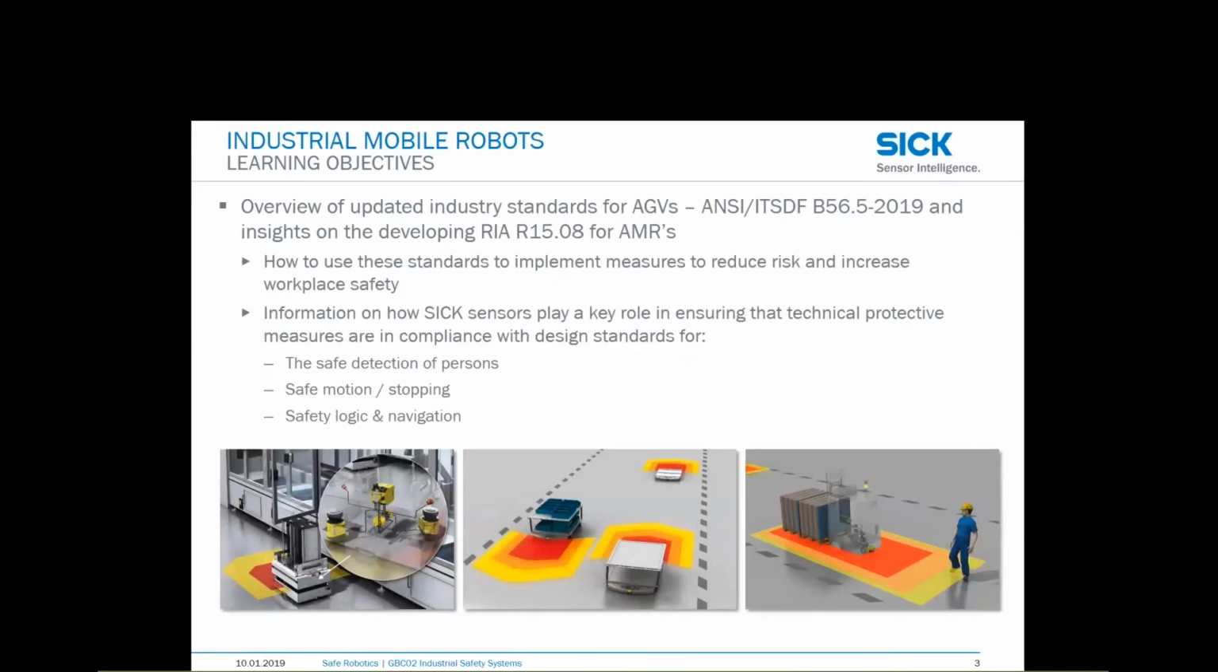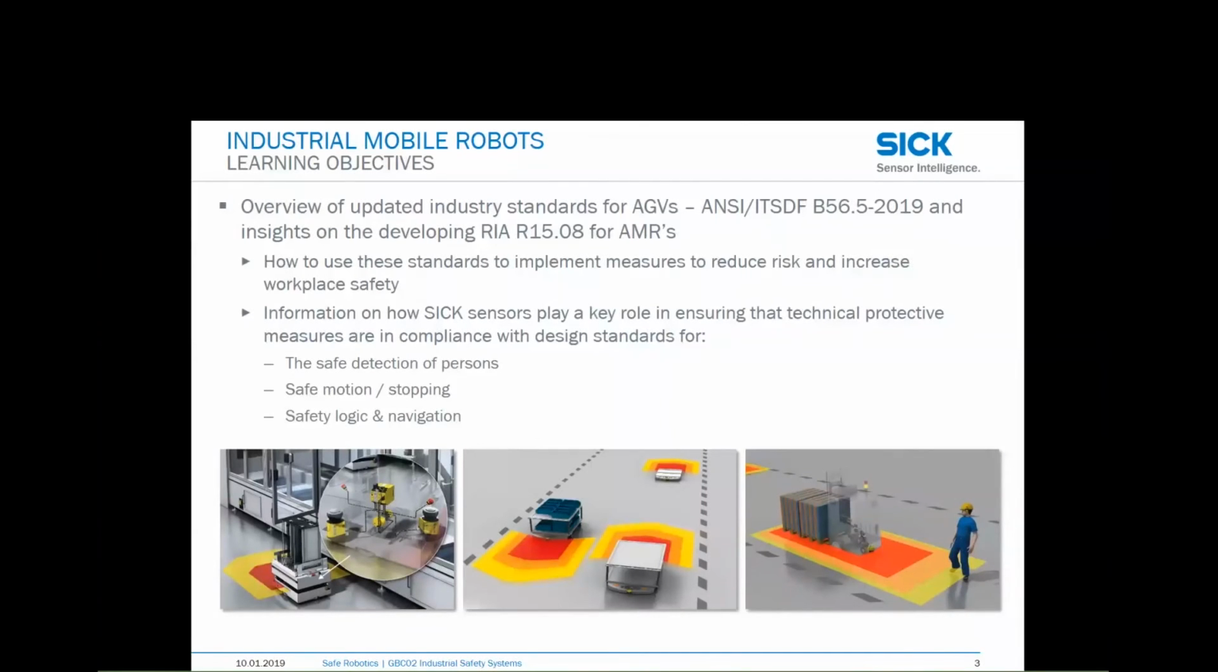So the focus of today's presentation, as Lisa mentioned, we're going to give you a quick overview of the safe design and the implementation of IMRs, industrial mobile robots. And we're going to give you a little update on a few industry standards that provide guidance for the safe design and the construction of these types of vehicles, and some of their similarities and some of their differences.